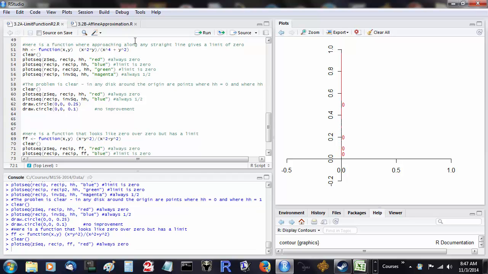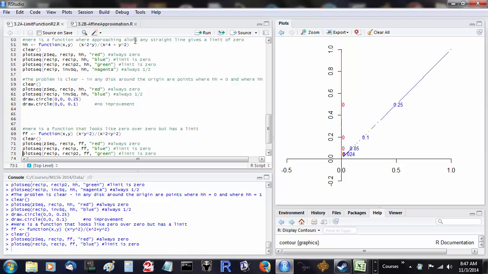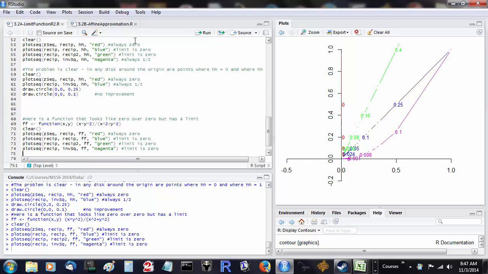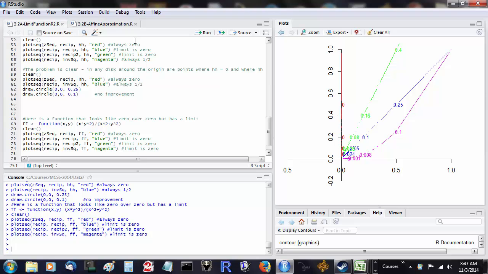Let's try it along the y-axis. Let's try it along the line x equals y. Let's try it along a line with slope 2. Let's try it along that parabola. And in every case, you can see the function values get smaller and smaller as I move toward the origin. If I put a small circle around the origin, the function values inside that circle become nice and small.